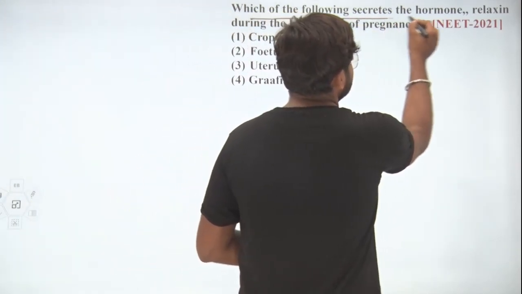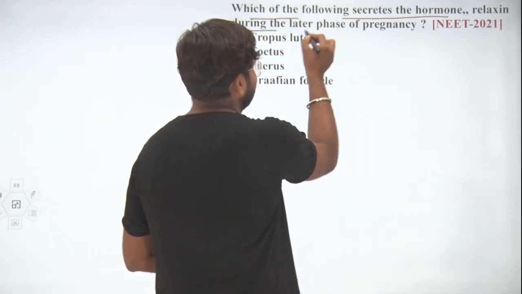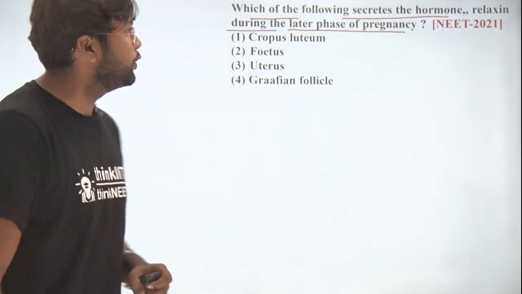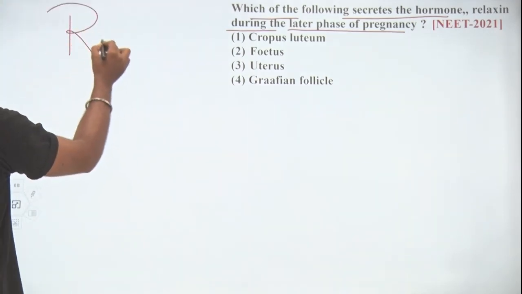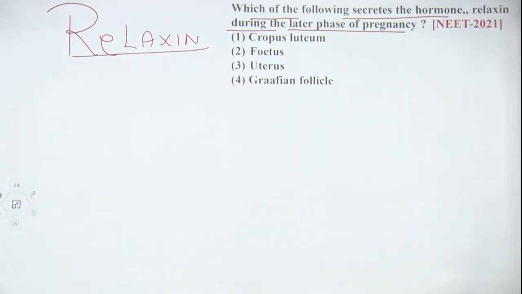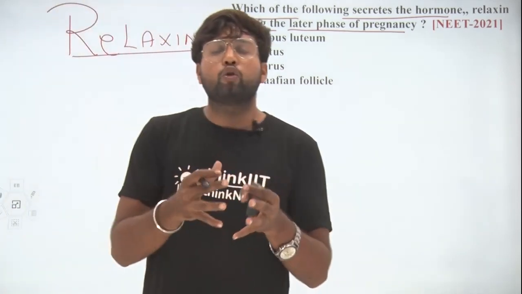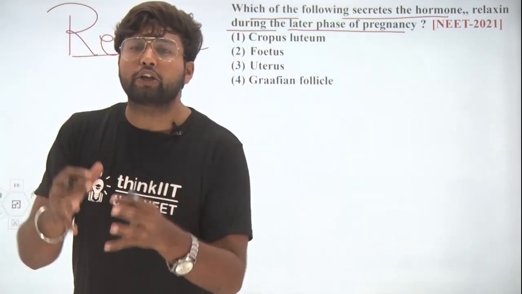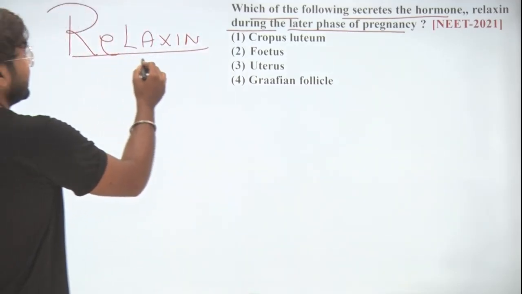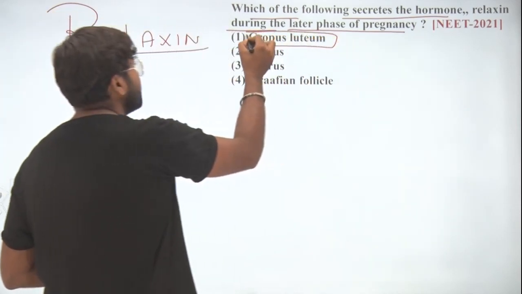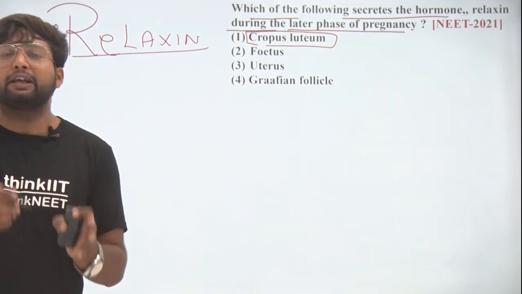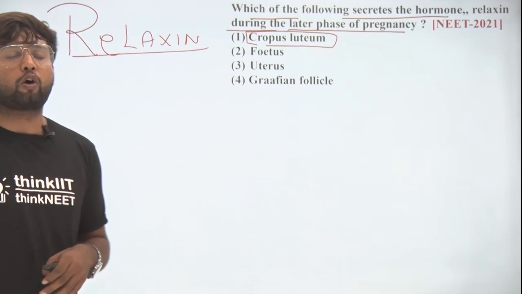Which of the following secretes the hormone relaxin during the later phase of pregnancy? Question of NEET 2021. It is asking about the hormone that is named relaxin. Do you know the role of the relaxin hormone? After the parturition, the uterus must be relaxed. The muscle of the uterus must be relaxed. So relaxin is secreted at that time. So by what can it be secreted? It cannot be secreted by the corpus luteum, because after the release of the second oocyte, the remaining part of the graafian follicle is converted into the corpus luteum.